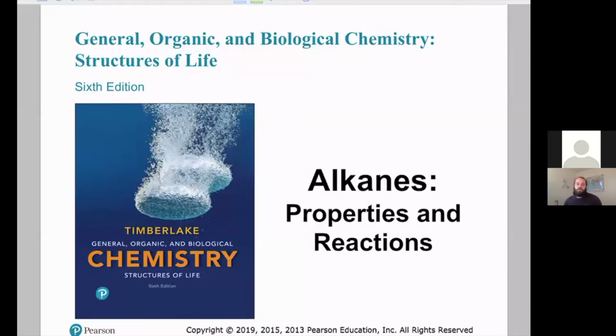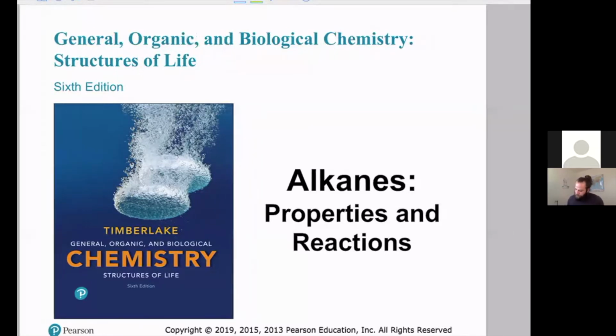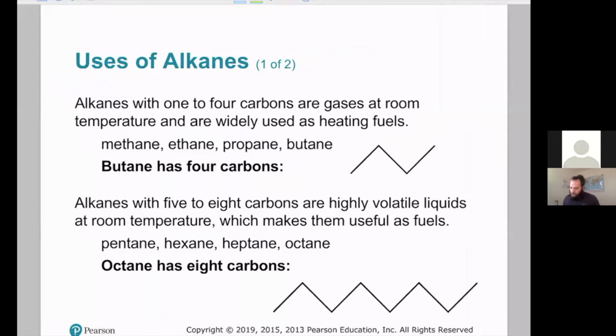All right, so now let's continue to talk about alkanes, but specifically the properties as well as reactions. So first of all, in terms of classifying alkanes as either gases or liquids, we have this sort of cutoff rule that we use. Alkanes that have 1 to 4 carbons are gases at room temperature. So methane, ethane, propane, as well as butane are gases at room temperature.